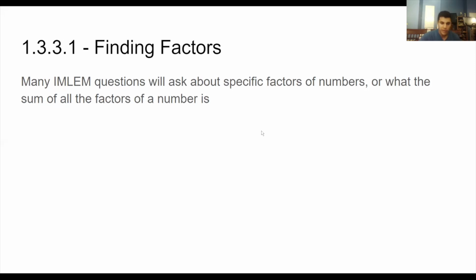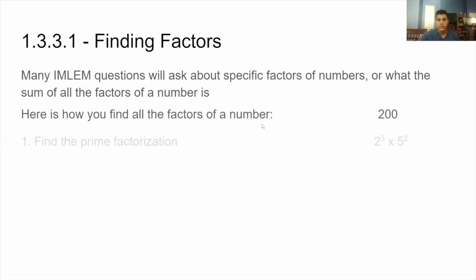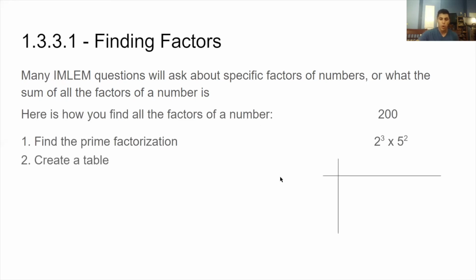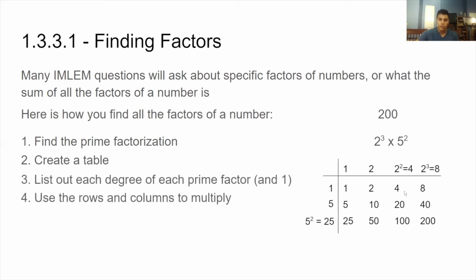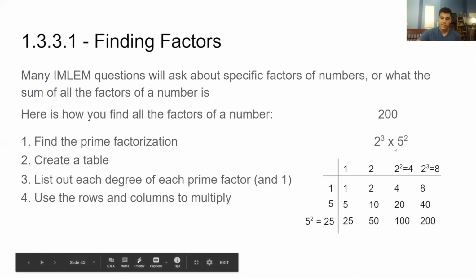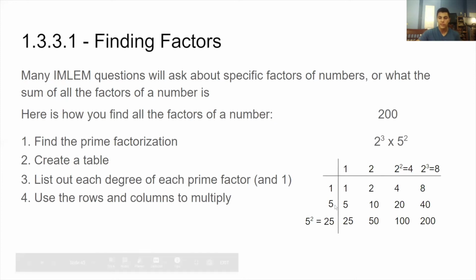And we do that by first getting our number and finding the prime factorization, then creating a table where we list out all of the degrees of the prime factors on the edges and multiply those out in rows and columns in order to find all of the factors of a number. And we used 200 in this example, listed out all the degrees of 2 and all the degrees of 5 from our prime factorization, and found 12 different factors of 200.